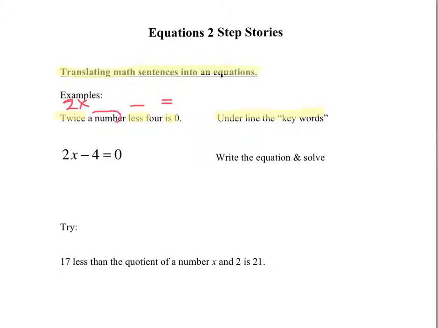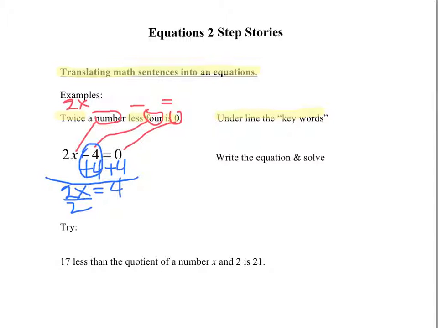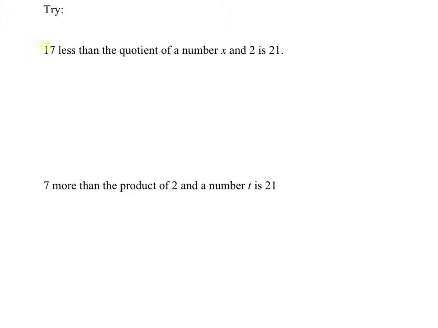A number means x, 4 means 4, and 0 means 0. In other words, it writes just like it reads. And so we solve. We add 4 to both sides to make a 0. We divide by 2 on both sides to make a 1. And x equals 2. So why don't we solve this one together?